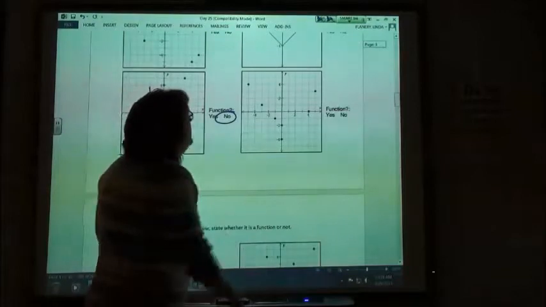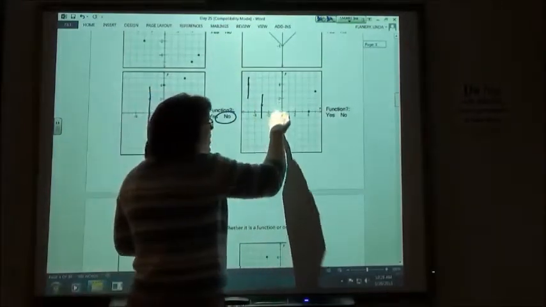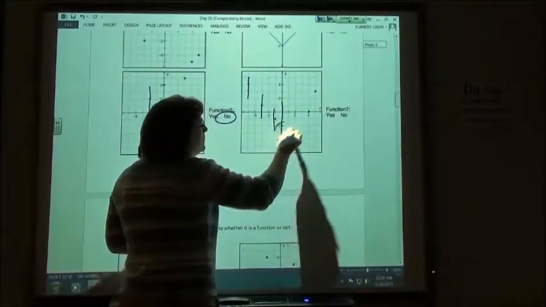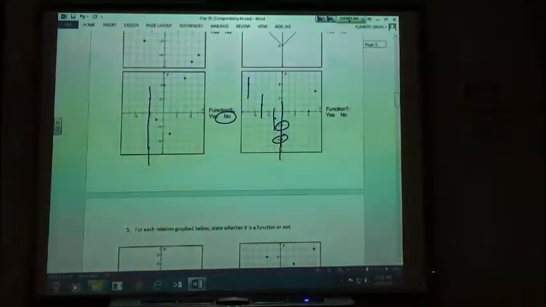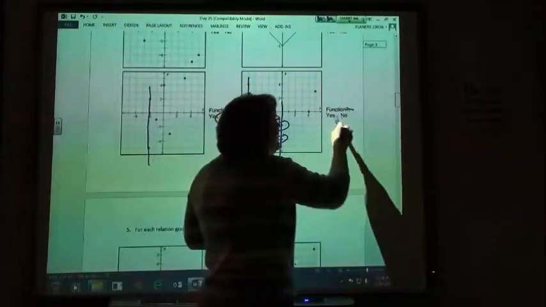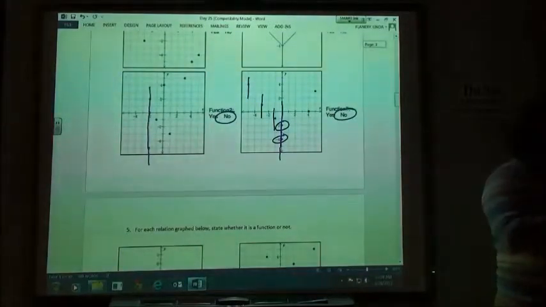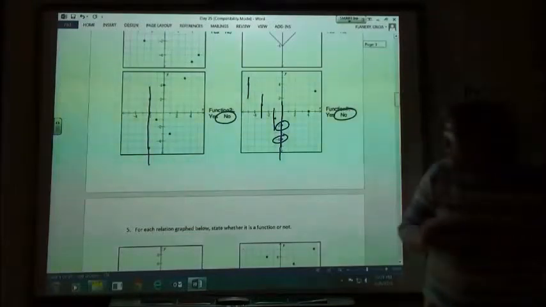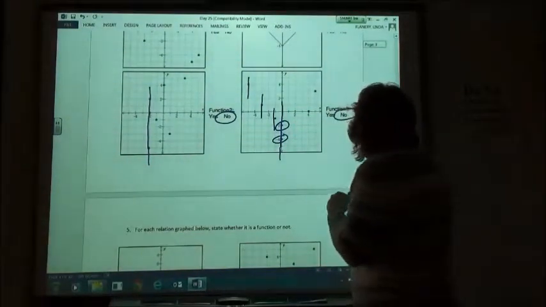So here, if I'm checking this one, this line only touches 1 dot, this line only touches 1 dot, this line only touches 1 dot. But if I draw my line right here, I'm hitting 2 dots. And so again, not going to be a function, because there's a place I can draw a line that touches 2 dots, or more than 1 dot.